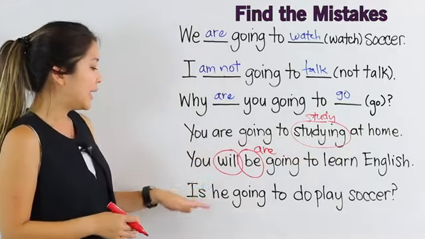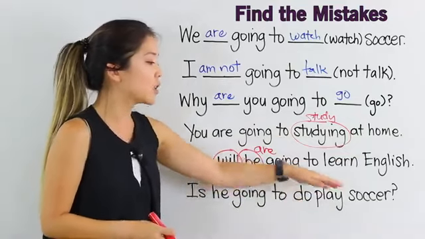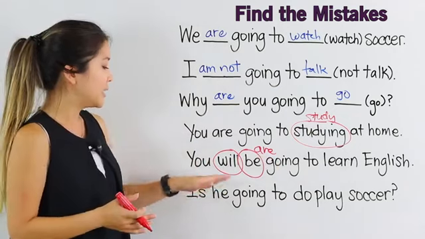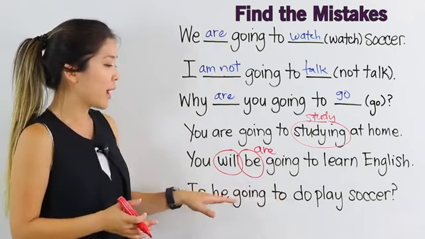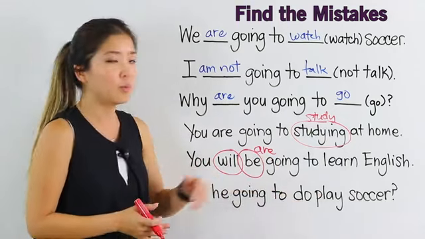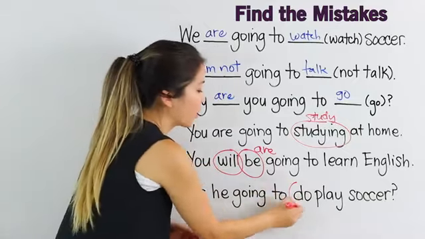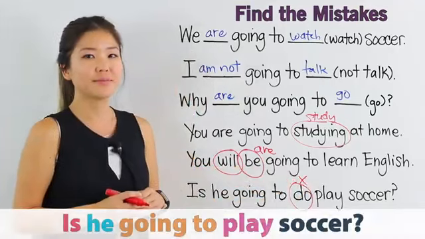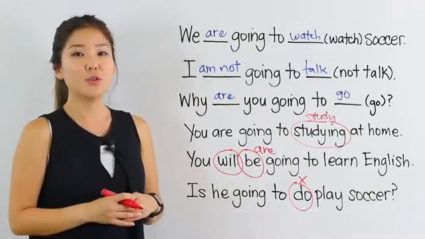And finally, is he going to do play soccer? Uh-oh, we have two verbs here. Is he going to? That's correct, but we have do and play. We don't need both. So we say, is he going to play soccer? Great job, everybody. Let's move on.